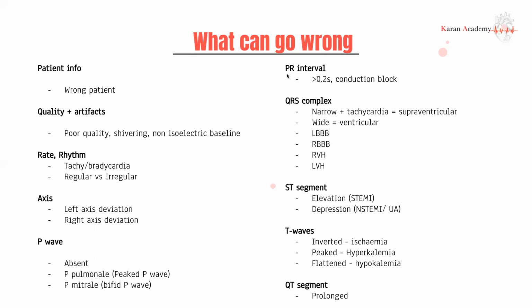The PR interval, abnormally prolonged, as we talked about. QRS complex, there's so much going on here. I'm not even going to talk about this right now. ST segment elevation, depression, mentioned. T waves can be inverted with ischemia. You get peaked T waves with hyperkalemia and flattened T waves with hypokalemia, and then QT prolongation with all our hypos that we talked about.